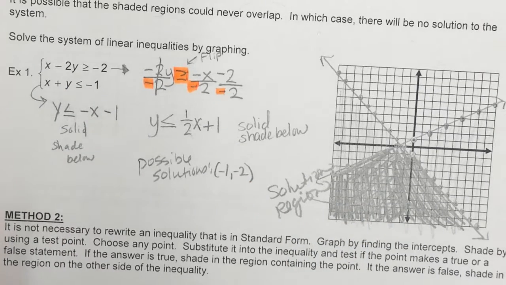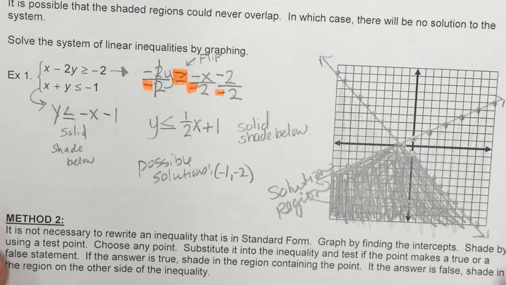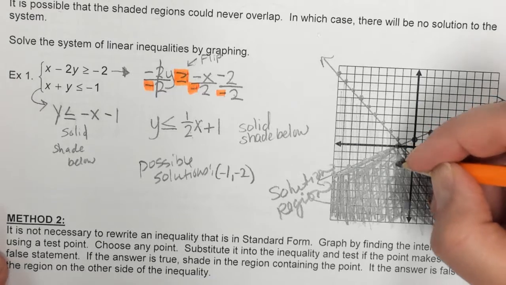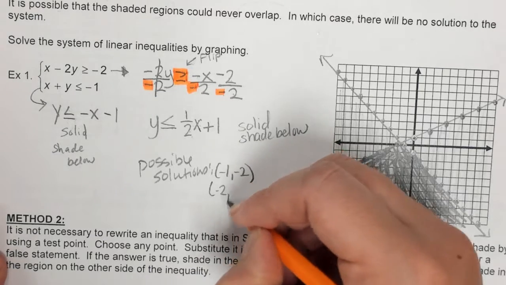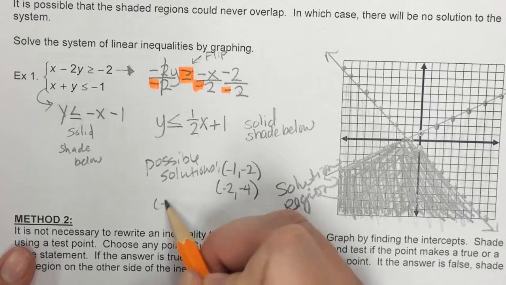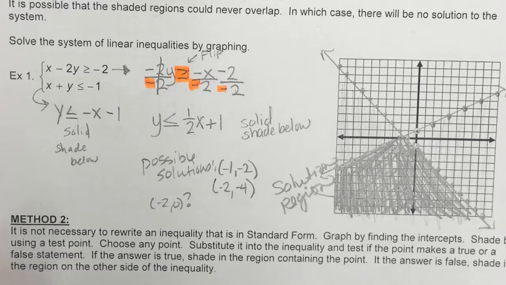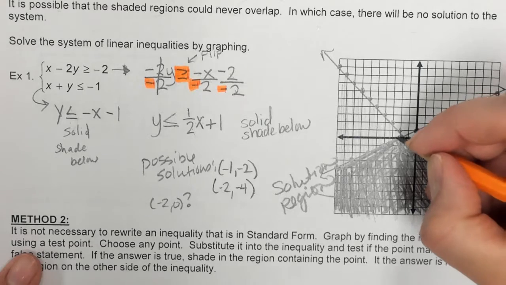Anyone? Negative 2, negative 4. All right. I'm going to give you a point. What about negative 2, 0? What do you think? Negative 2, 0. Is that part of the solution region? Yes. Why yes? It's right here.